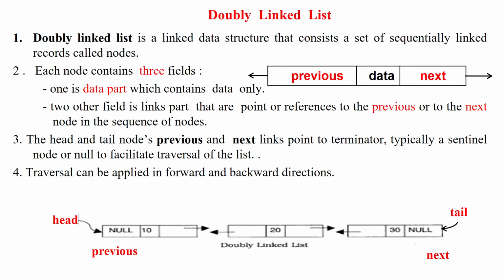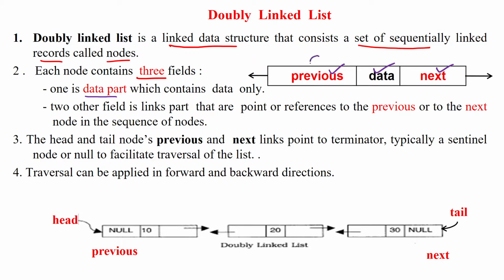The doubly linked list is a linked data structure that has a set of sequentially linked records. That record is called a node. Each node has three different fields: one is the data portion, another is the address of the previous node, and the third is the address of the next node.